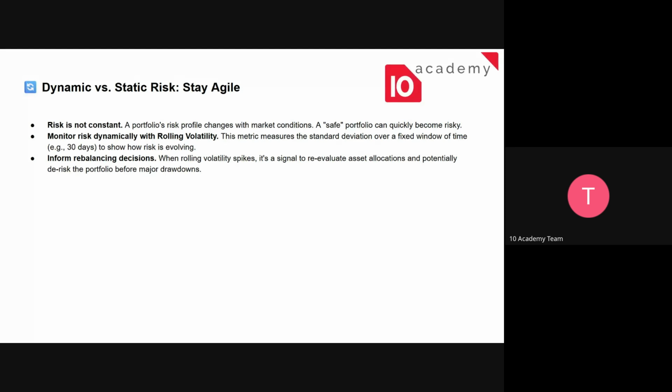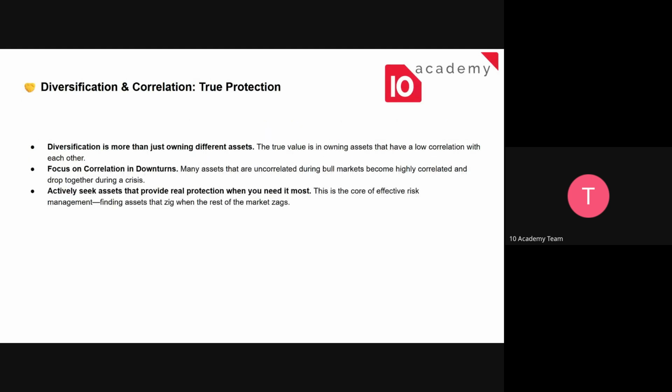So dynamic versus static risks, and diversification and correlations, will help us. We can take these as recommendations, or consider those values as a way to get out of the risk or to minimize the damage that the risk is going to put on us, if the risk happens.